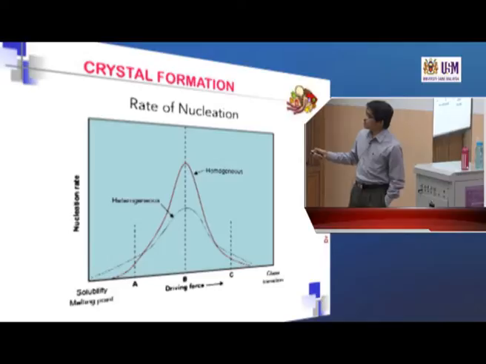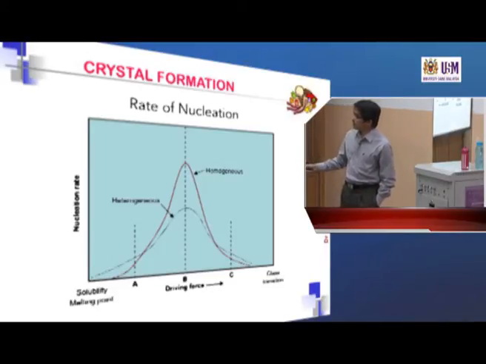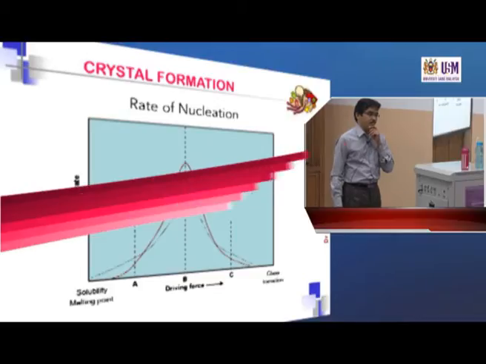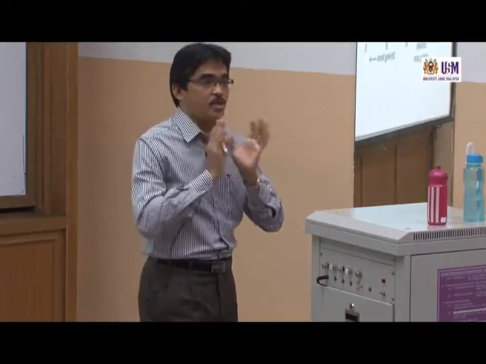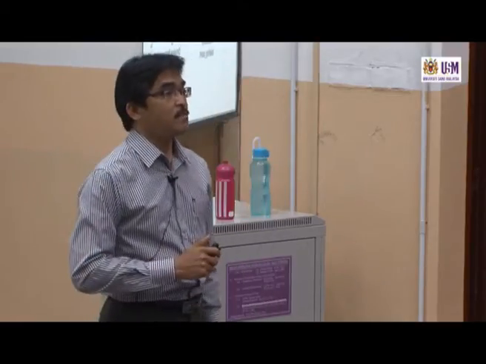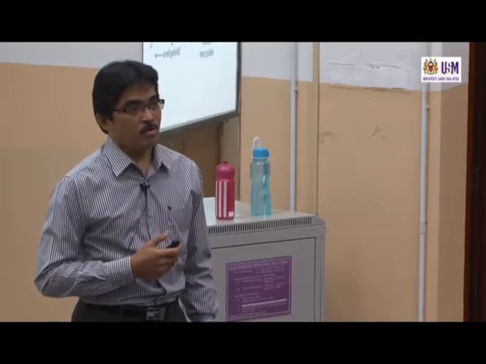When comparing these two, we can see that at the maximum point, at the fastest rate of nucleation, the homogeneous nucleation is much higher compared to heterogeneous nucleation. Because the system is homogeneous, it is easier to deal with than a more heterogeneous, more complex system. So you can see very obviously the difference between homogeneous and heterogeneous nucleation. At the highest rate, the homogeneous nucleation is significantly faster than the heterogeneous nucleation.